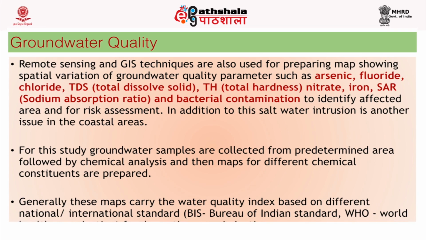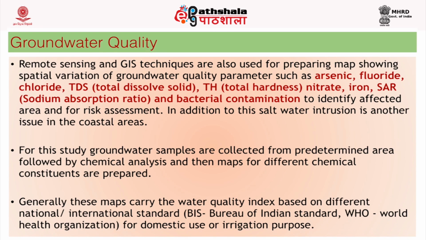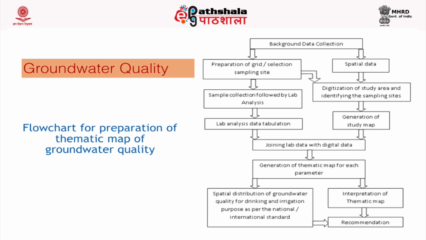For this study, groundwater samples are collected from a predetermined area followed by chemical analysis, and then maps for different chemical constituents are prepared. Generally, these maps carry the water quality index based on different national and international standards such as BIS, Bureau of Indian Standards, WHO, that is World Health Organization, for domestic use or irrigation purpose. So here you can see the flowchart for preparation of thematic map of groundwater quality.